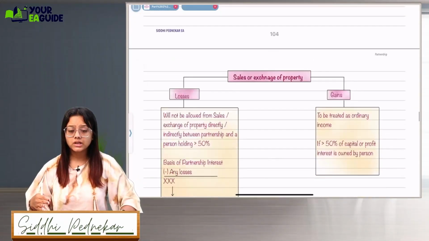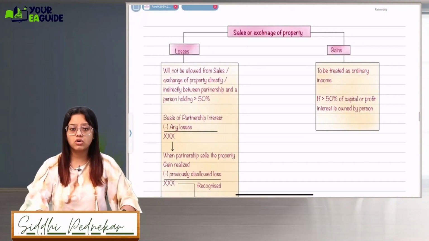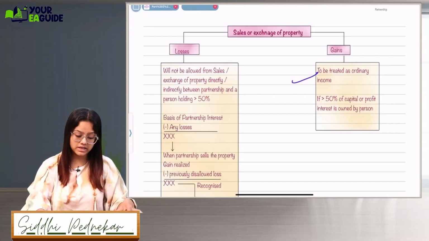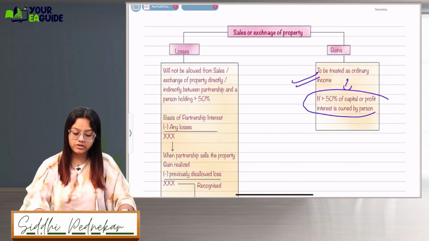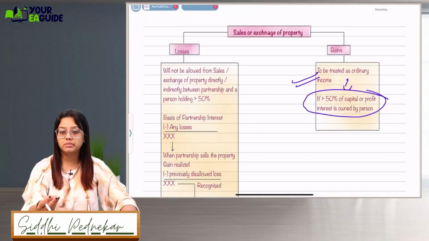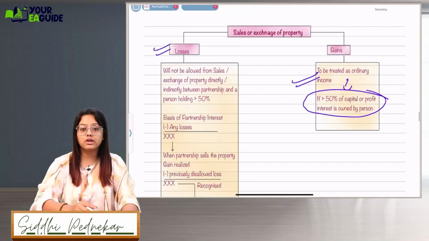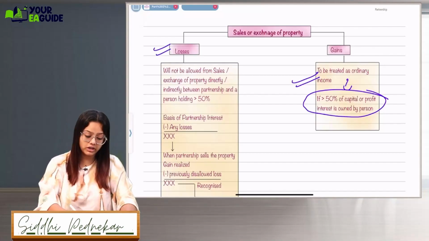Okay. Next is sales or exchange of property, which we have already done. This is just an overview of it. If it's a gain in case of sales or exchange of property, it will be treated as an ordinary income. If you are holding more than 50% of capital or profit interest in the partnership firm, then you will consider it as an ordinary income, ordinary gain. But if there is a loss, it will not be allowed for sales or exchange of property directly or indirectly if you are owning more than 50%.